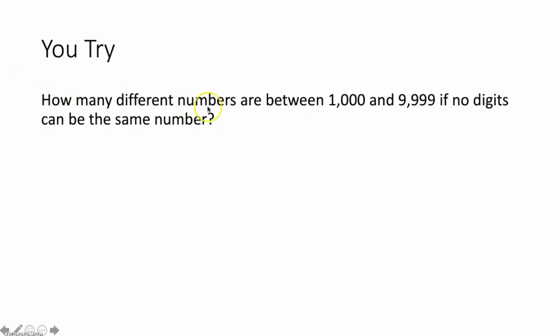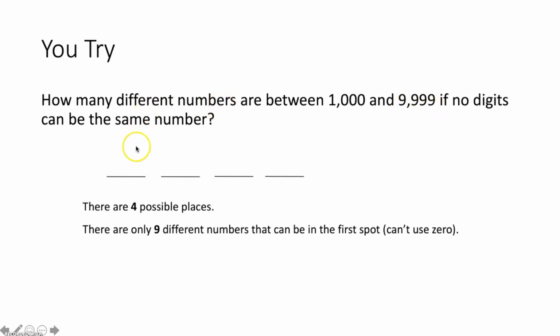Okay, this time it says how many different numbers are between 1,000 and 9,999 if no digits can be the same number. Now, this may not seem like it, but this is again a counting principle problem. We are trying to figure out how many different 4-digit numbers are between 1,000 and 9,999 and no digits can be the same number. So, because it's a 4-digit number, we have 4 spots to fill. In that first spot, because this number has to be between 1,000 and 9,999, our first number can be 1, 2, 3, 4, 5, 6, 7, 8, or 9. It cannot be 0. If it was 0, then this number would not be between 1,000 and 9,999. So we have 9 different numbers that we can fill in that first spot.